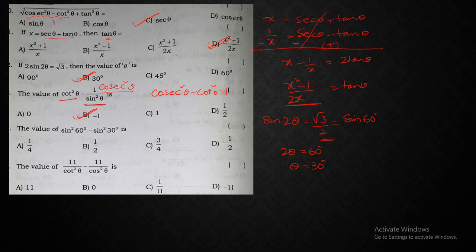Next, sin square 60 minus sin square 30. So what is sin square 60? It is nothing but 3 by 4. Sin square 30 is 1 by 4. So 3 by 4 minus 1 by 4 is nothing but 2 by 4. 2 by 4 is 1 by 2.